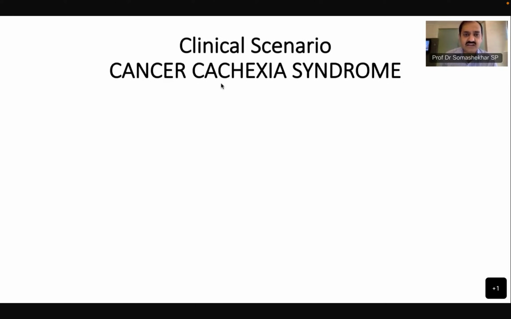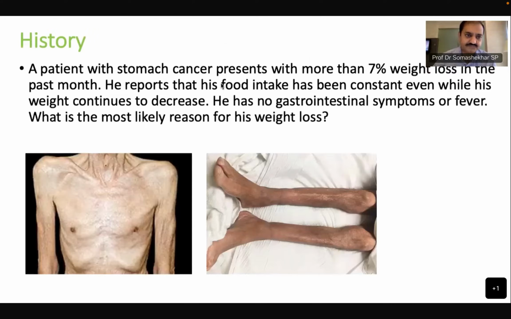The next clinical scenario is cancer cachexia syndrome. Look at this. Every cancer patient has a loss of weight. Loss of weight is not cancer cachexia syndrome. It is usually seen in ovarian cancer, stomach cancer. These are the two most common, and also sometimes seen in esophagus, but more in gastric and ovarian.